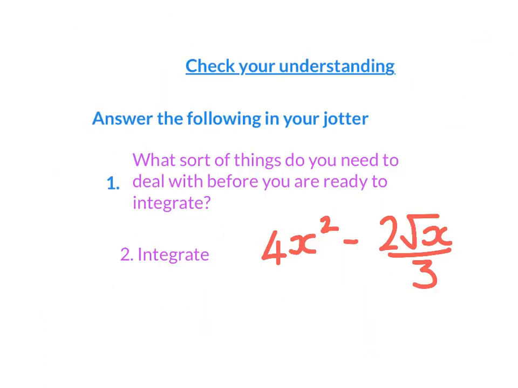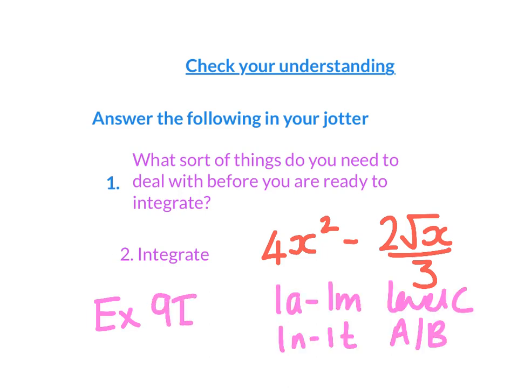Okay, let's just check where we are. What sort of things do you need to be looking for before you're ready to integrate? You want to be doing some tidying up before you start. Can you integrate this expression? You're now ready for exercise 9i. These questions are much trickier. We're moving out of the unit level and into exam level. 1a to m are level C and n to t are level AB.